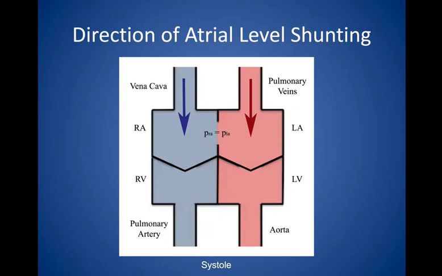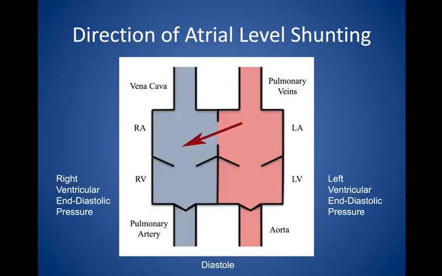So we talked a little bit about the direction of atrial level shunting. During systole, if the atrial communication is large enough, the tricuspid and mitral valves are closed and the pressures immediately equalize. With no pressure gradient, there should be no shunting between the chambers. During diastole, the tricuspid valve and mitral valve open, and the ventricles will start to fill. Depending on the compliance of the ventricles, the shunt direction is decided.